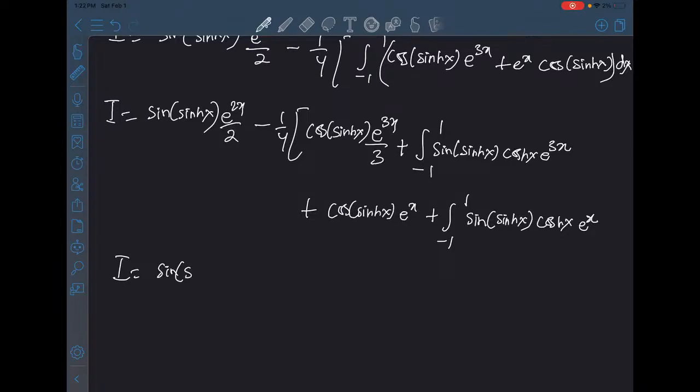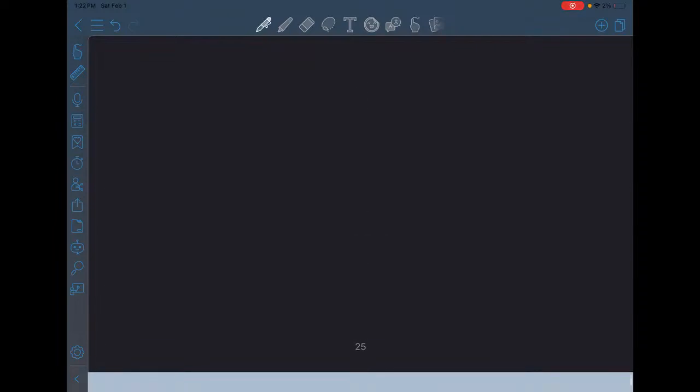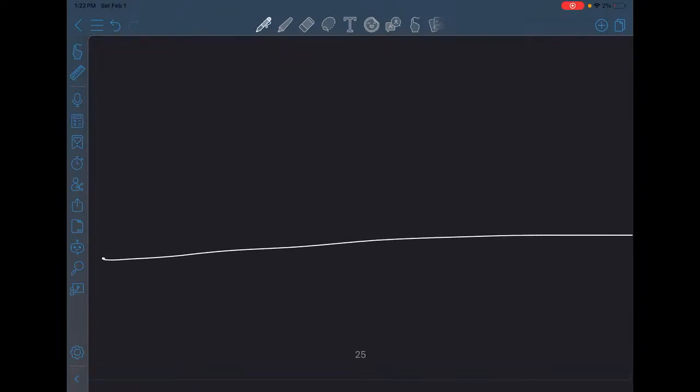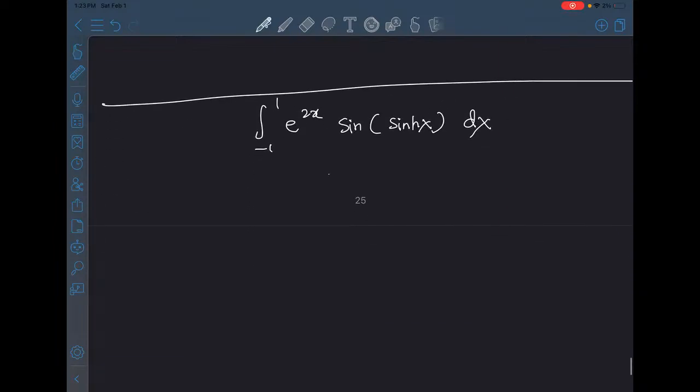Wow, that's a good idea. Okay, let me just do that instead of this right now. So I'm trying to say the integral from minus 1 to 1 of e to the power 2x, sine of sin x, right? If I make t as cos of sin x, then dt will just be negative sine of sin x times cos x.